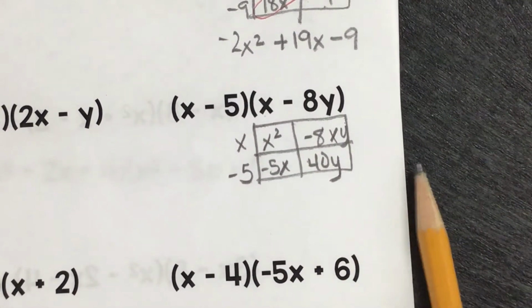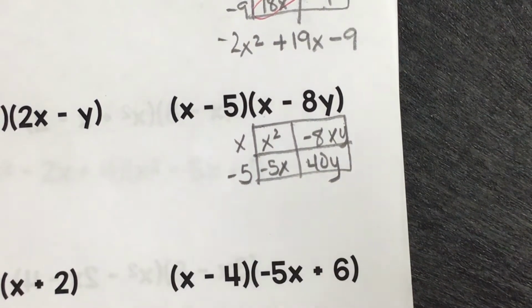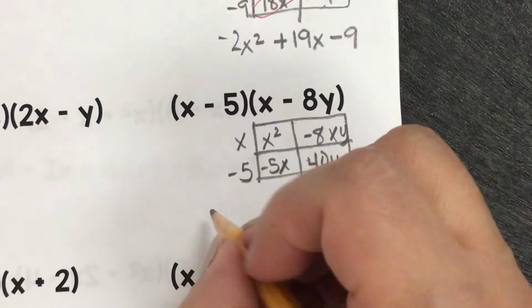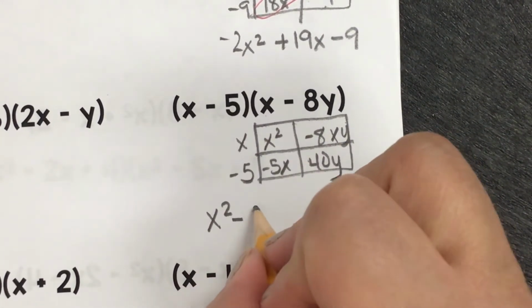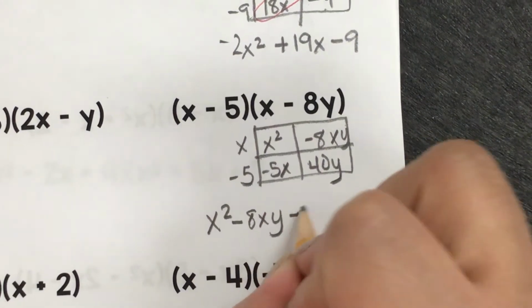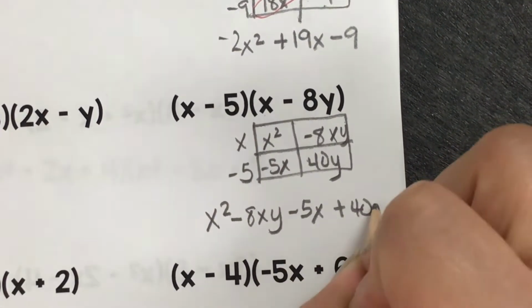You got to be careful. We cannot combine these two. This one does not have a y, so we can't combine them. And what do we do in those instances? We just rewrite the whole thing. So I'm going to write that negative xy, then minus 5x, and then plus 40y.